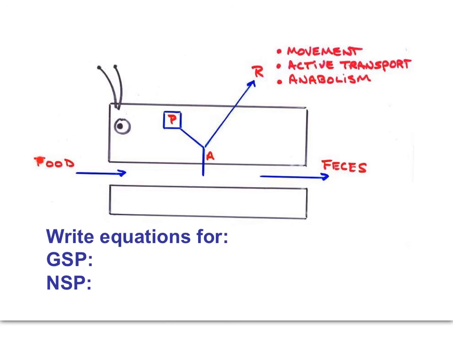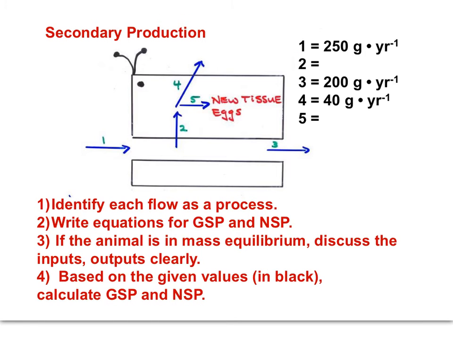GSP is food eaten minus feces, or GSP is A, the energy assimilated into the body of the animal. NSP is A minus R, in other words, NSP is P. Remember, all of the flows in this diagram would be measured as rates. Let me run through each of the questions that I've asked here. You can stop the movie now and practice on your own.